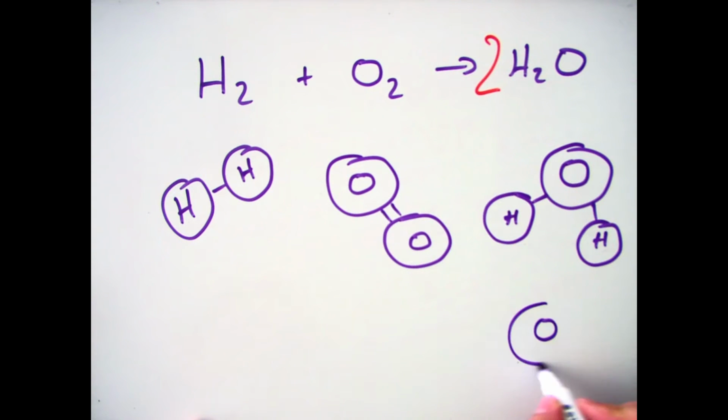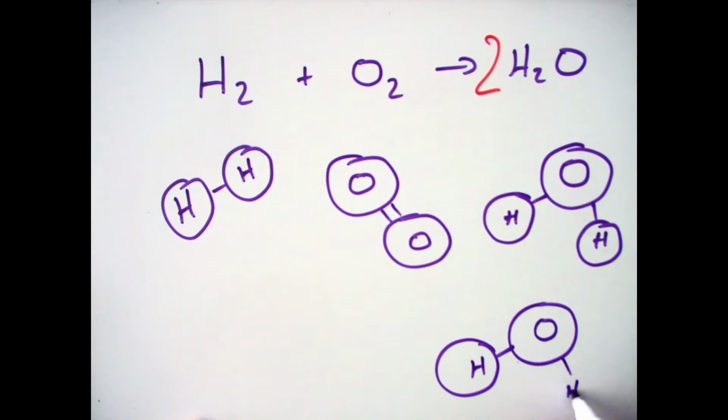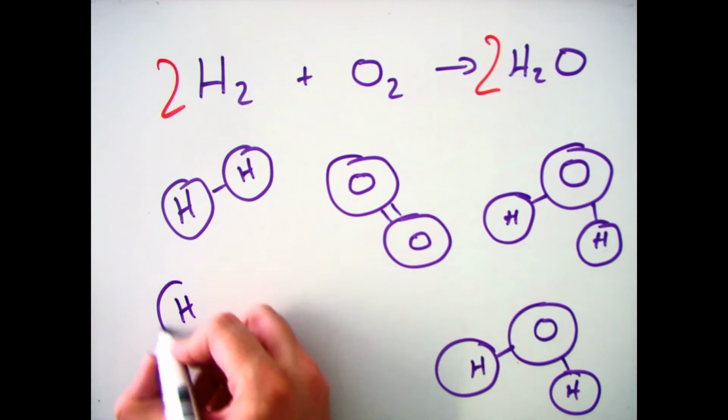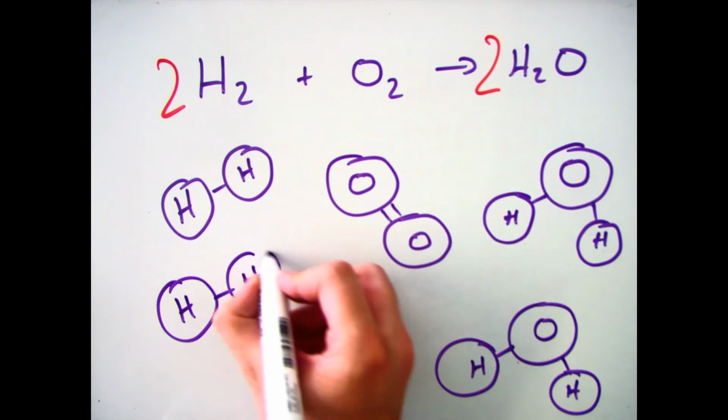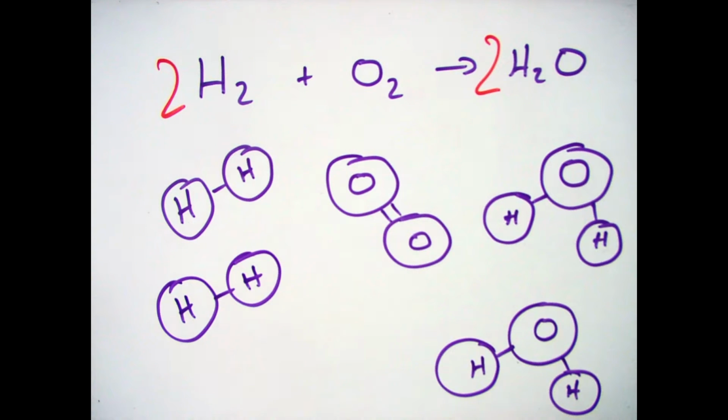So I'm going to start off by doubling the water molecule. Now this gives me 2 oxygens on the right and 4 hydrogens on the right. So my oxygens are balanced. So the next thing I need to do is put a 2 in front of my H2 and double that. So that gives me an extra 2 hydrogens, which is now balanced.